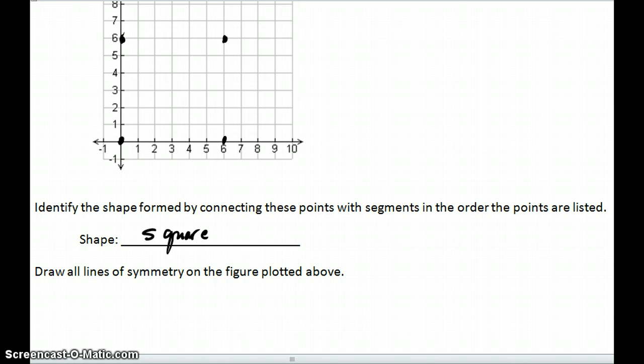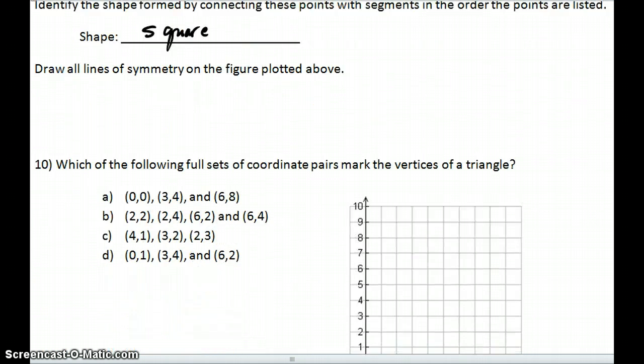Okay, draw lines of symmetry. Here is one line of symmetry. Here is another line of symmetry. Since it's a square, we know that it also has this diagonal line of symmetry. And it also has this diagonal line of symmetry. So it should have 6 lines of symmetry.